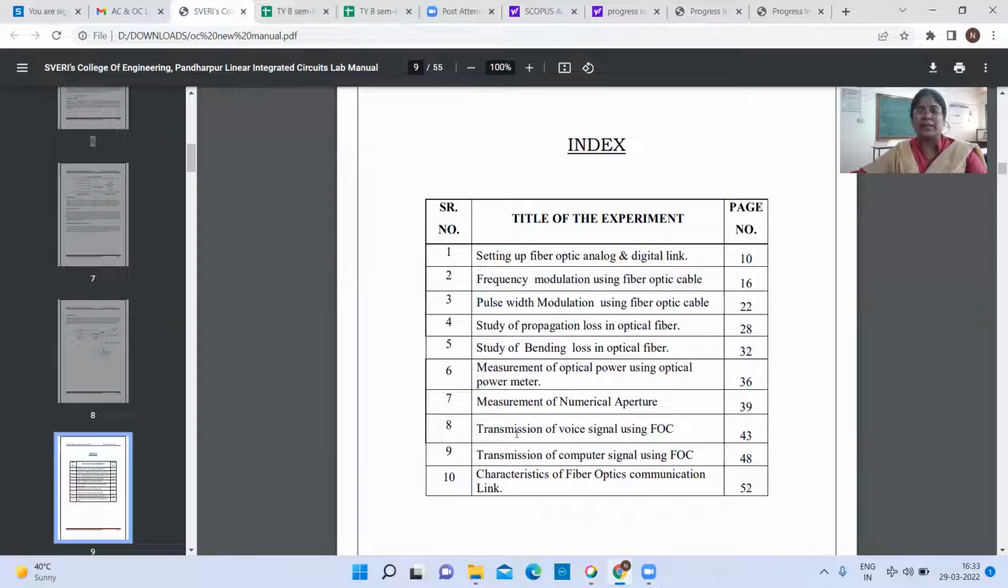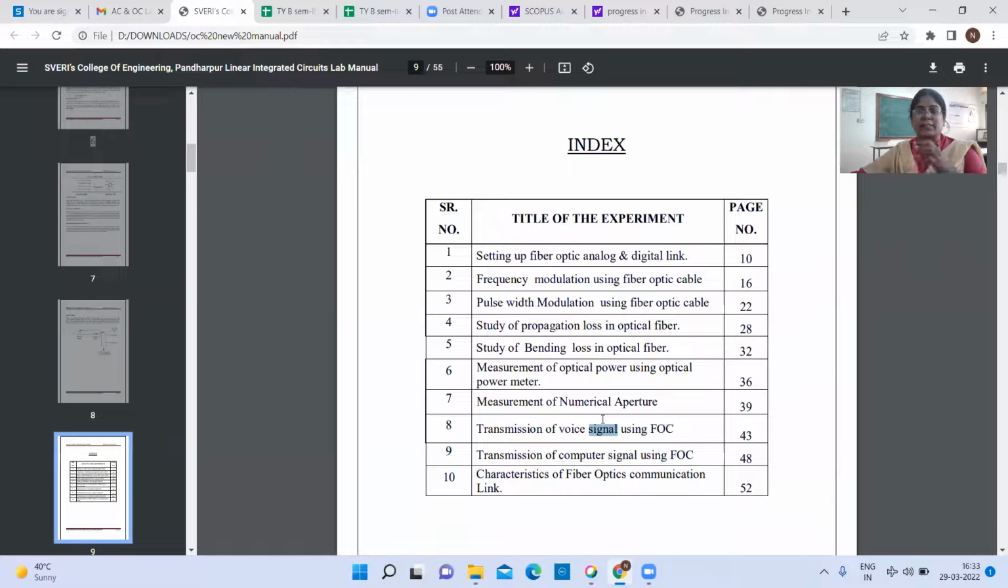Then next is transmission of voice signal through fiber optic cable and transmission of computer signal through fiber optic cable. म्हणजे पहिले 3 एक्सपेरिमेंट आहेत हे इलेक्ट्रिकल सिग्नल ट्रान्समिशन शी रिलेटेड आहेत. नेक्स्ट जे 4 एक्सपेरिमेंट आहेत ते मेजरमेंट ऑफ ऑप्टिकल फायबर पॅरामीटर्स शी रिलेटेड आहेत. And experiments number 8, 9 and 10 are related with transmission of non-electrical signal, voice.